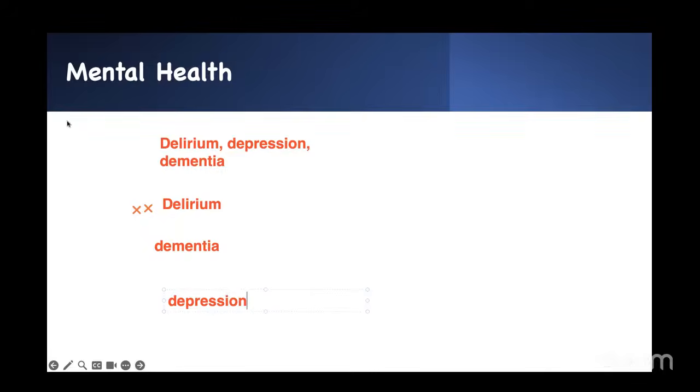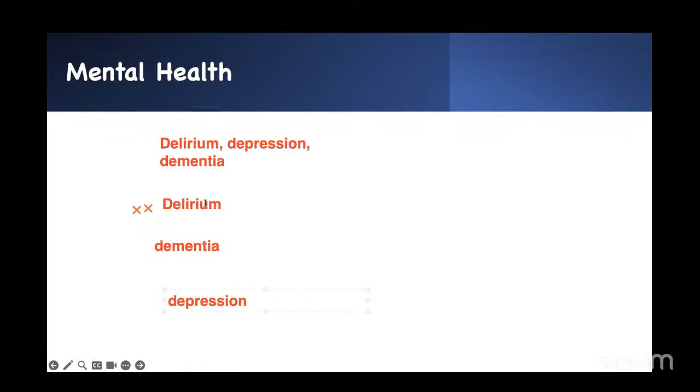That means the key thing is delirium is sudden onset. Dementia and depression is not sudden, it's just a gradual onset. Delirium is reversible, right? Dementia and depression is not reversible. Delirium is mostly caused by infection, medication, electrolyte, something acute. If you take it away, it will be fine. Dementia and depression is not.